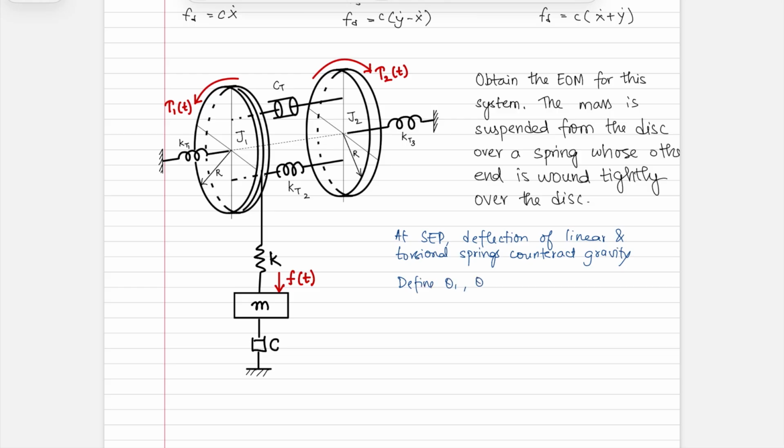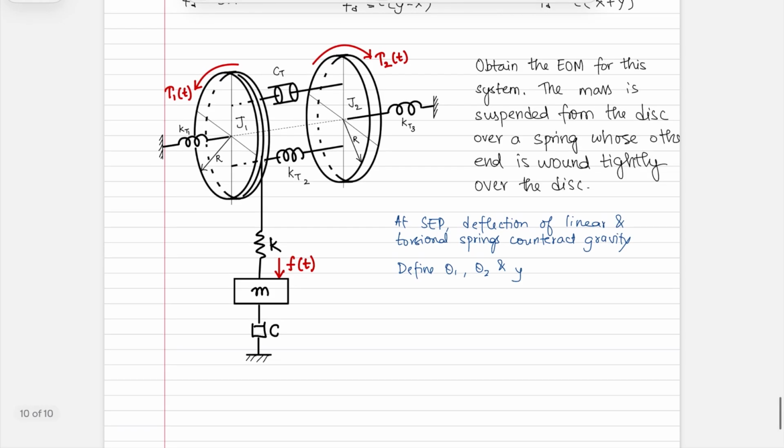theta 1, theta 2, and let's say the mass m moves by y. In this case, J1, J2 are the moments of inertia of these disks. It essentially accounts for the rotational inertia of that object. Okay, so we're measuring theta 1, theta 2, and y from SEP.